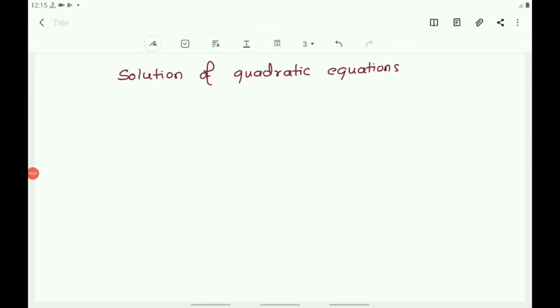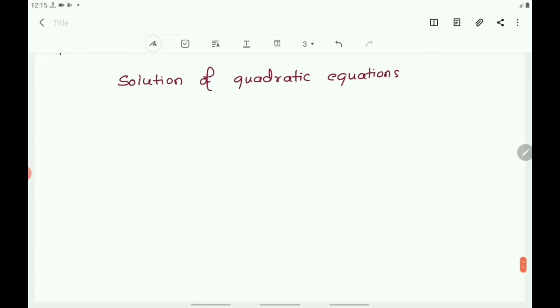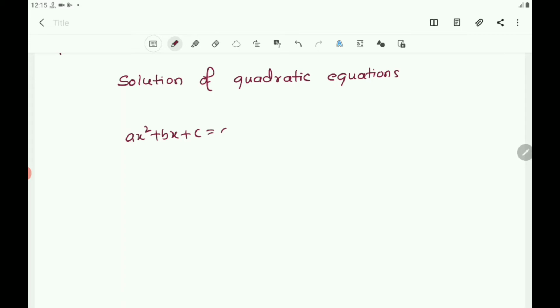Children, now let us continue the chapter quadratic equations. Now about the solution of quadratic equation. What do you mean by solution of quadratic equations? You consider a quadratic equation ax square plus bx plus c equals 0. Here x is a variable, a, b and c are real constants.